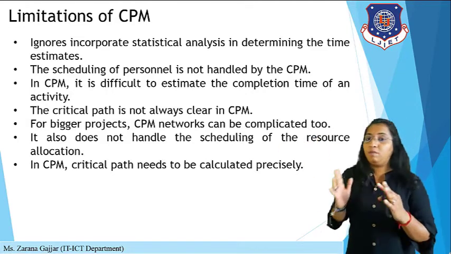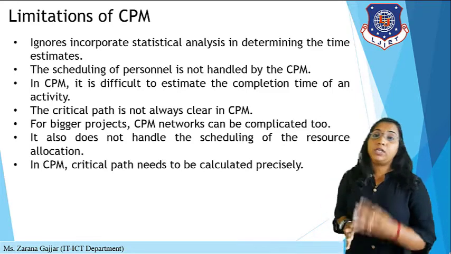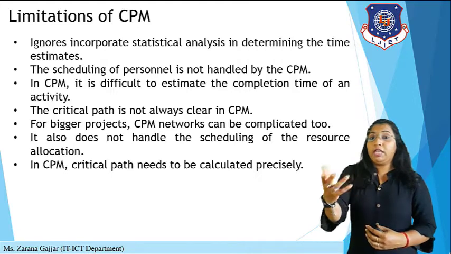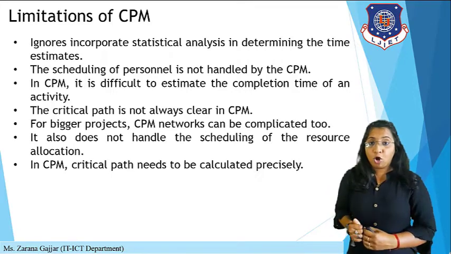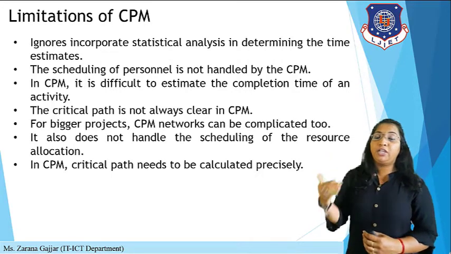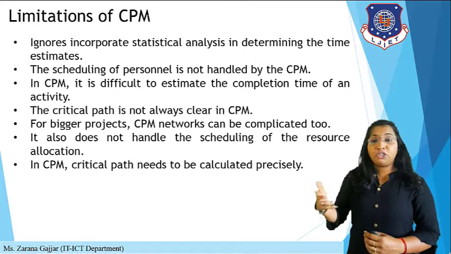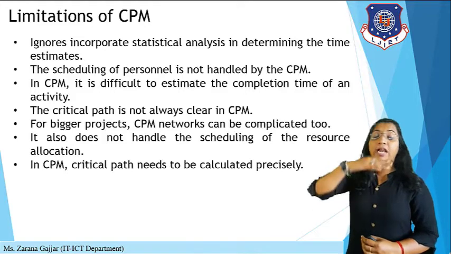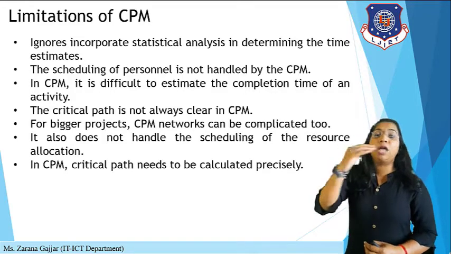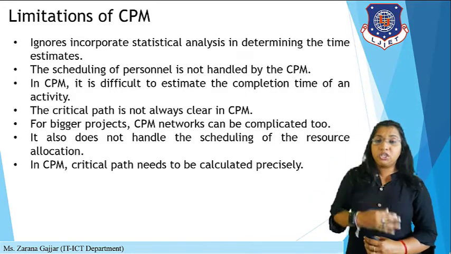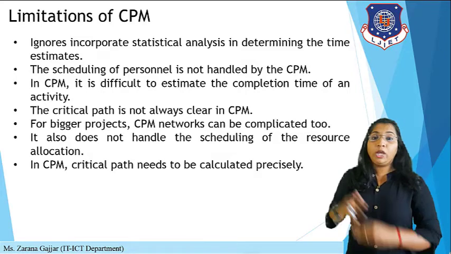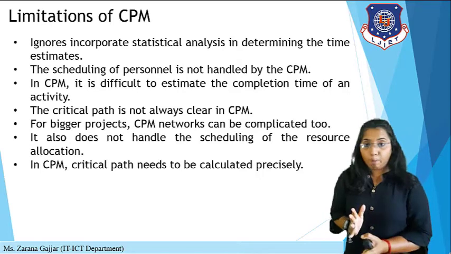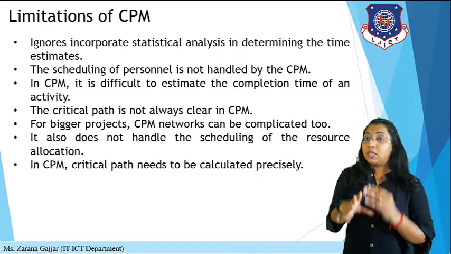Okay, so not always clear. Then for bigger projects, CPM networks can be complicated too. For example, if you are working with any e-commerce website, in e-commerce there are categories like fashion, electronics, grocery. Now in fashion there are men, women, then girls, boys. Even in girls there are different categories like leggings, kurta, sari, then dress material, jeans, and all these remaining things. Okay, so if it is a too complex project, then your CPM network will be complicated too. Okay, so it is the limitation.